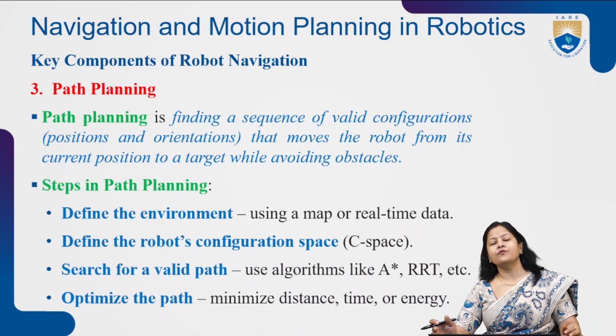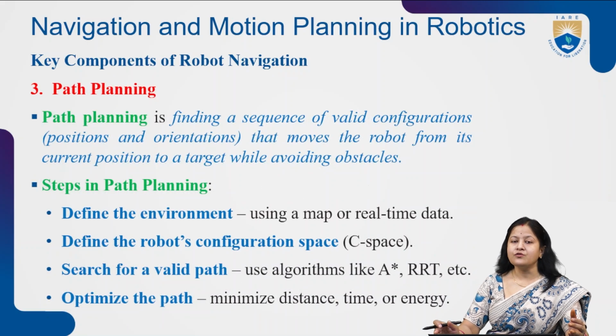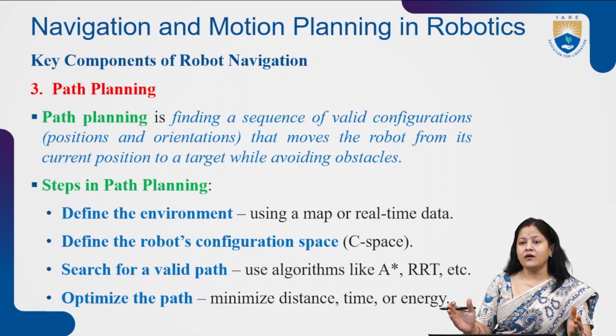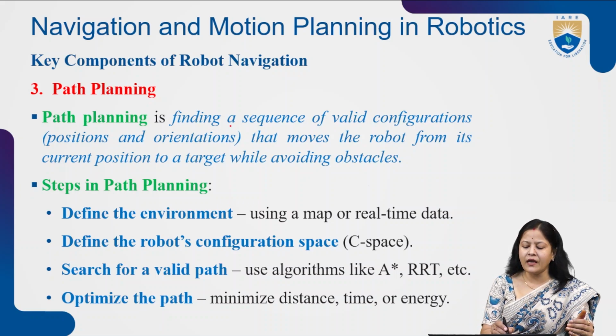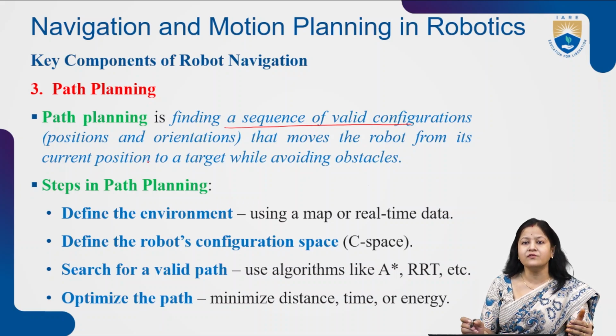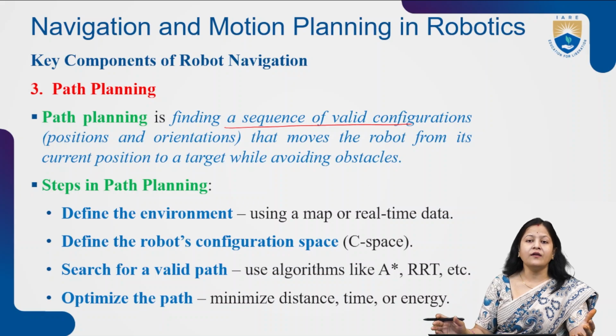Then the third component of the robot navigation is path planning. After finding the location, there is a conversion from the real space to the configuration space, or the virtual space inside the robot, and then the robot will plan based upon the configuration. So how will the path be planned? Path planning is finding a sequence of valid configurations, that means the position and the orientation, that moves the robot from its current position to the target while avoiding the obstacles. So the robot has to plan in such a way that it moves in a free path without colliding with any obstacles.